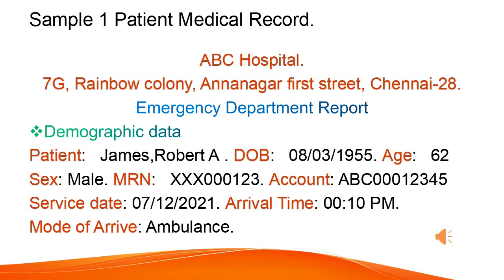ABC Hospital, 7G, Rainbow Colony, Ananagar 1st Street, Chennai 28. Emergency Department Report. Demographic data. Patient, James Robert A. Dobb, August 3, 1955. Age, 62. Sex, male. MRN, XXX000123. Account, ABC 00012345. Service date, July 12, 2021. Arrival time, 12:10 p.m. Mode of arrival, ambulance.